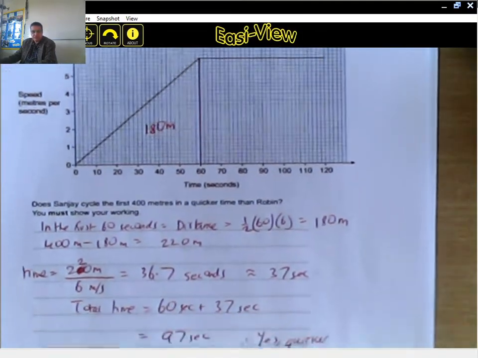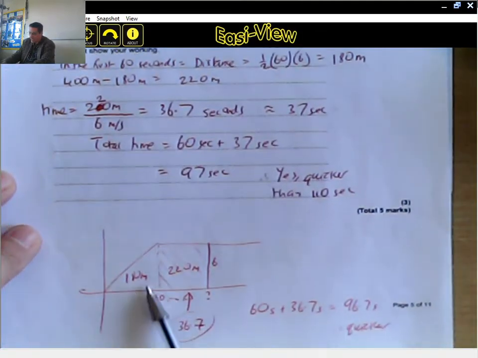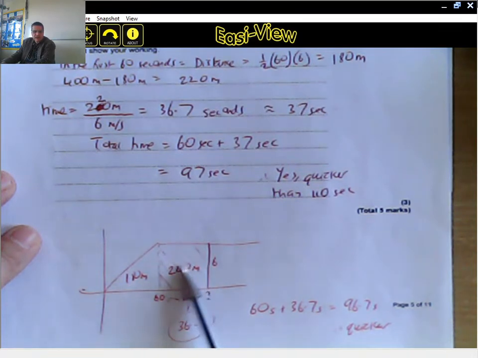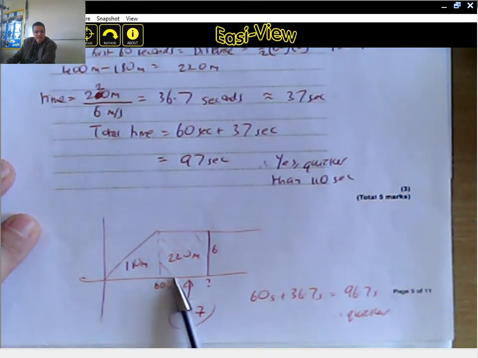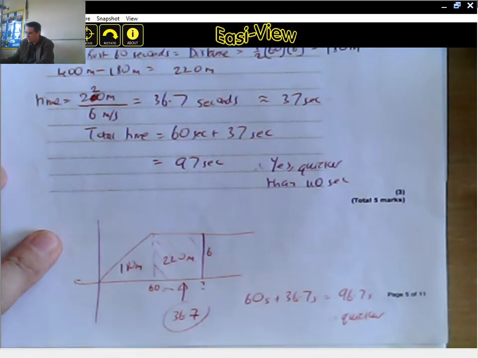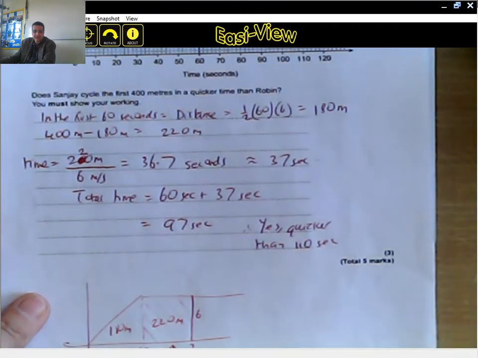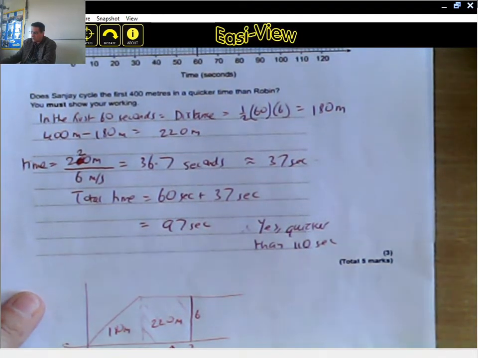So this is me doing a picture of how I was thinking. That 180 is easy. That 220 is the extra distance. So that plus that is 400. I know that the area is 220 meters. The height is 6. So what divided by 6? 220 divided by 6 gives me what extra time? Answer, 36.7 seconds. If you add it onto the 60, altogether, 96.7 seconds. And I called it 97. Either way, it's quicker than 110. Okay?